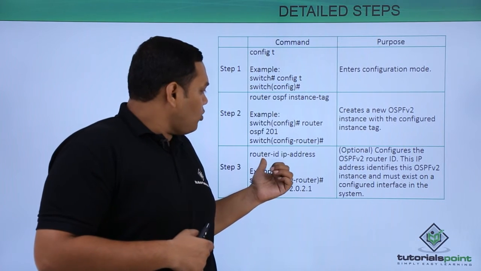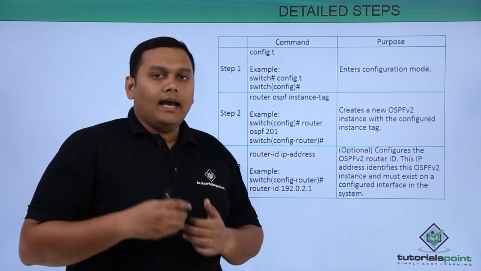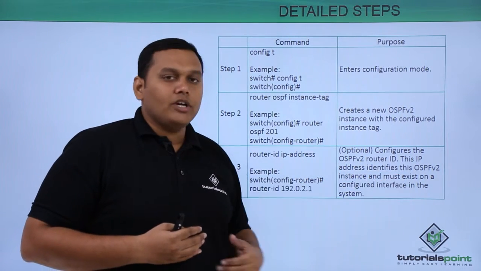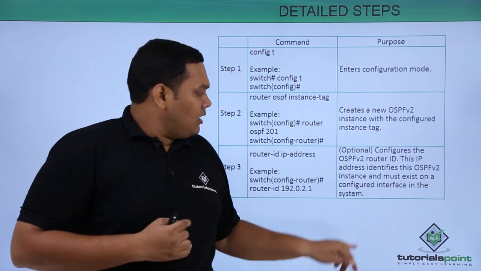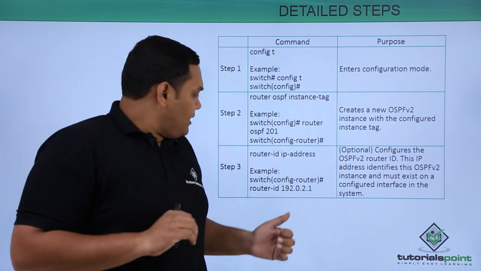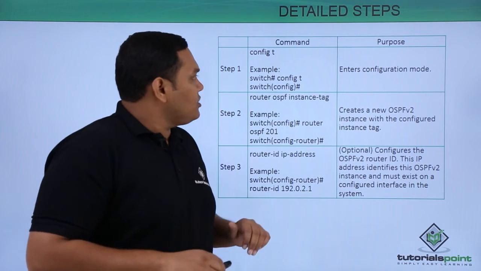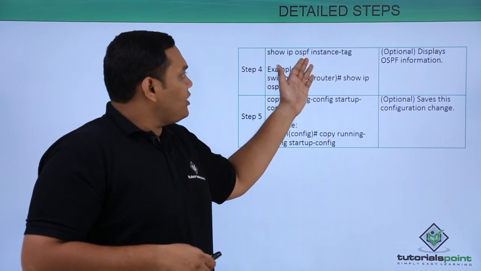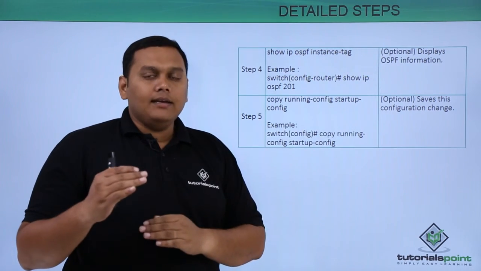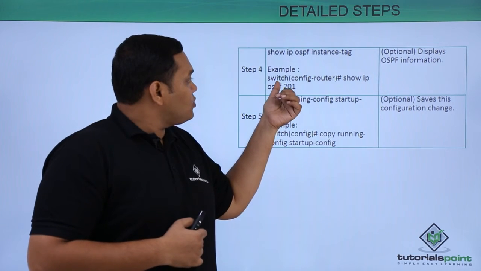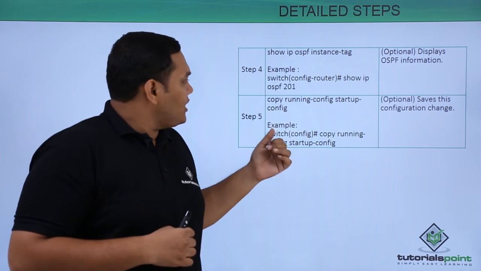Coming to step 3, router-id IP address. This configures the OSPFv2 router ID, and this IP address identifies the OSPFv2 instance and must exist on a configured interface in the system. We use an example here: switch(config-router)# router-id with the IP address. Coming to the fourth step, show ip ospf instance-tag, which displays OSPF information clearly. As an example, you can consider switch(config-router)# show ip ospf 201, which displays the OSPF information.